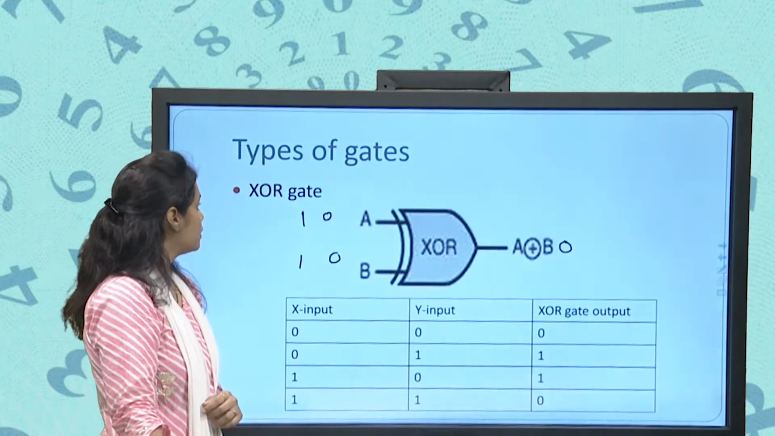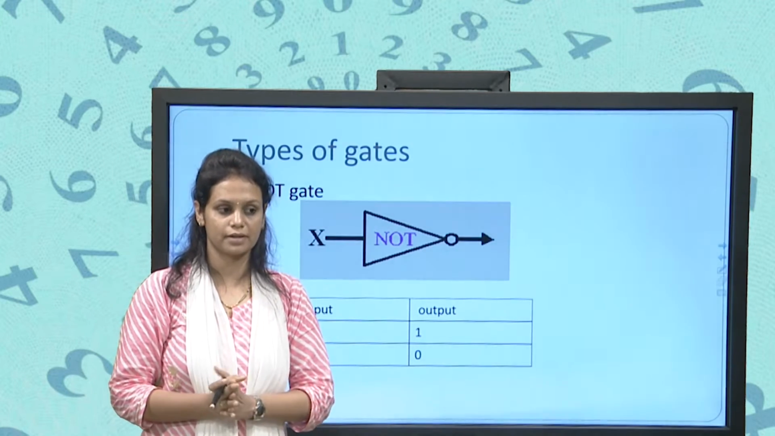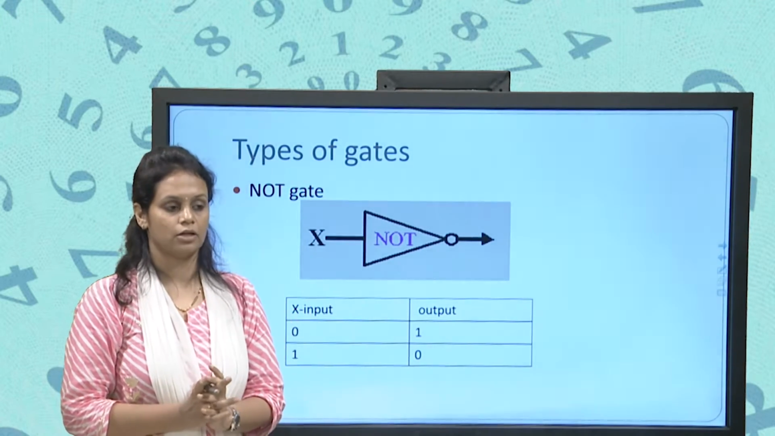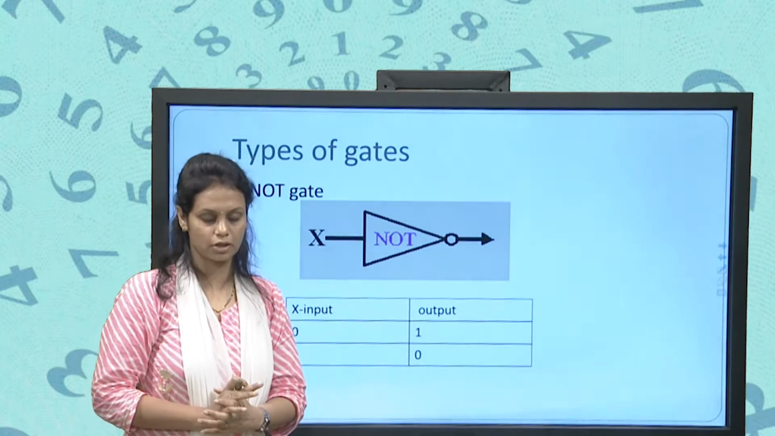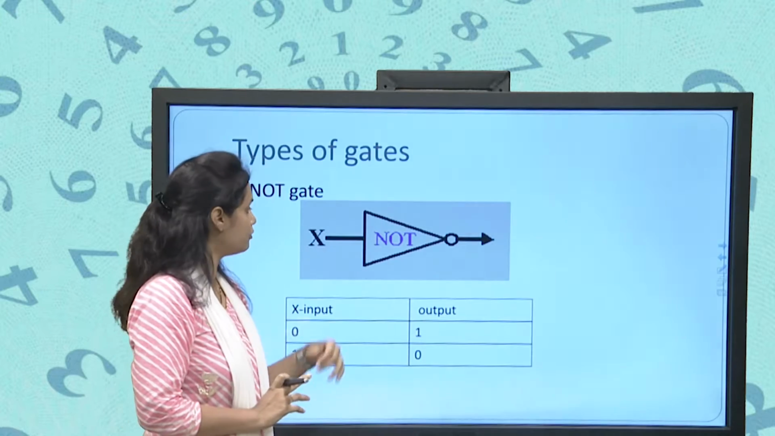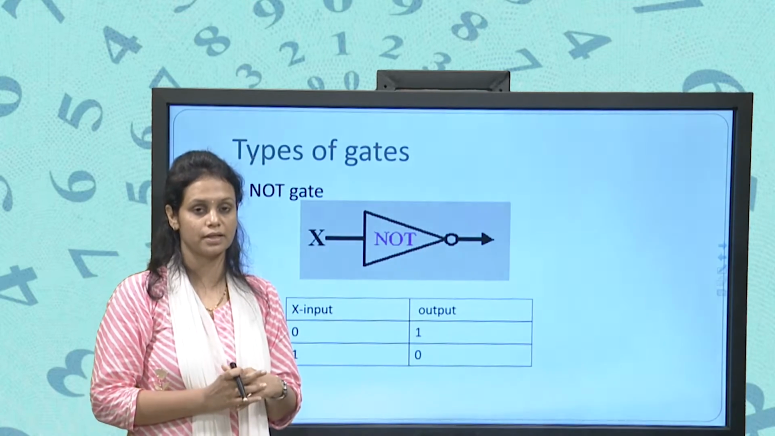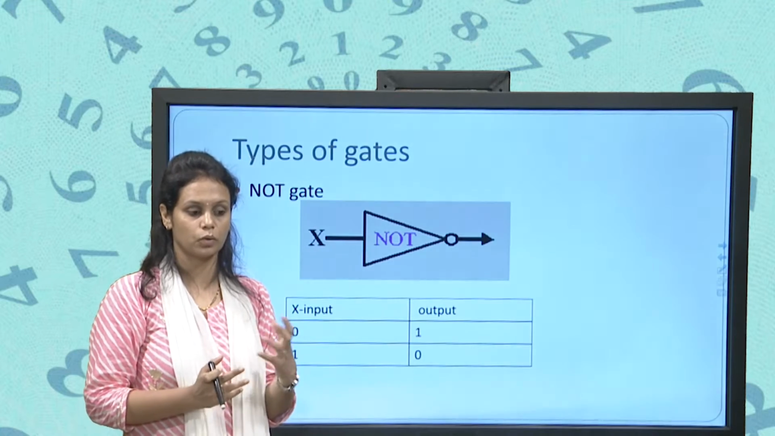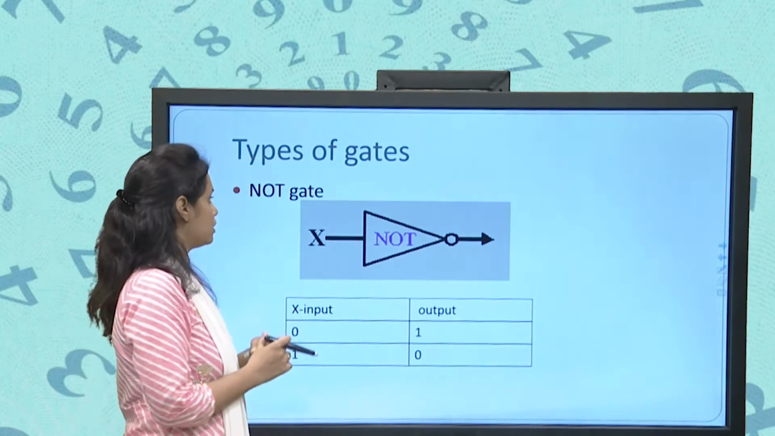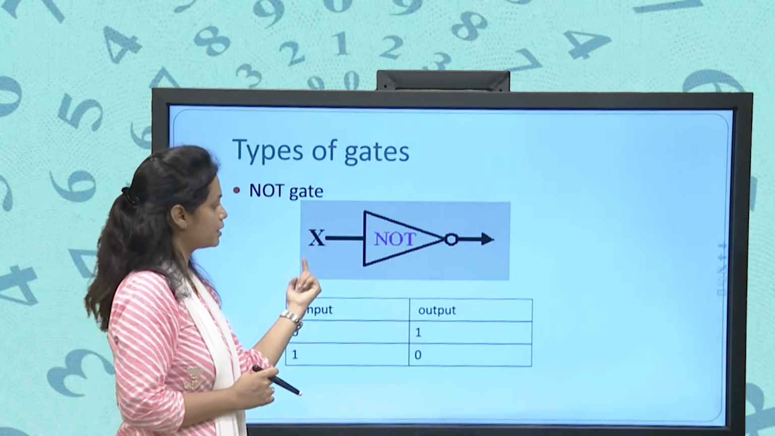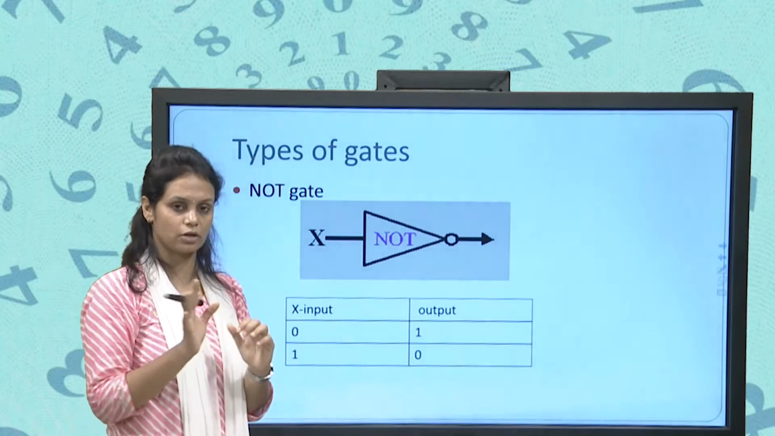Fine. The next type is the NOT gate. Now, see what is the difference between the NOT gate and the other gates. The NOT gate accepts only one input instead of 2. In all the previous gates we have seen, they work on two inputs, x and y, and we get one output. In the NOT gate, the number of input is 1, and the number of output is always 1.